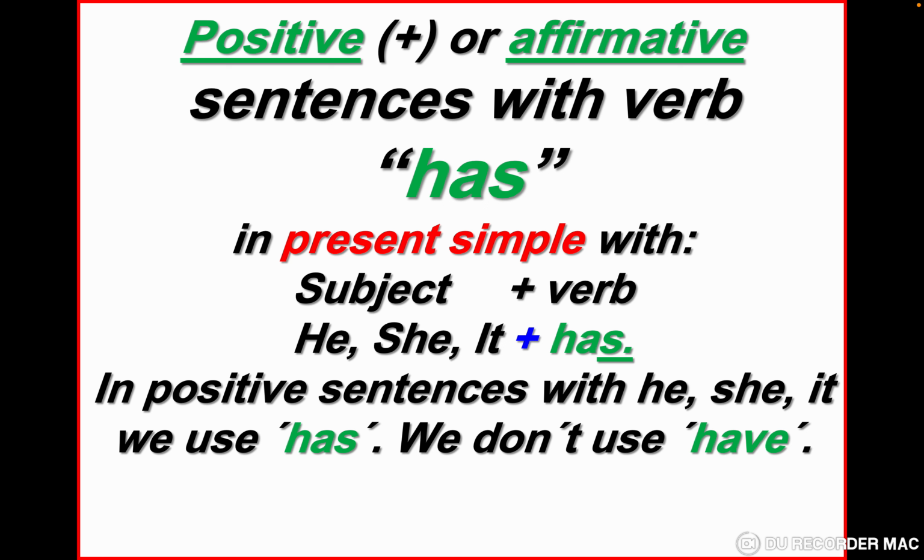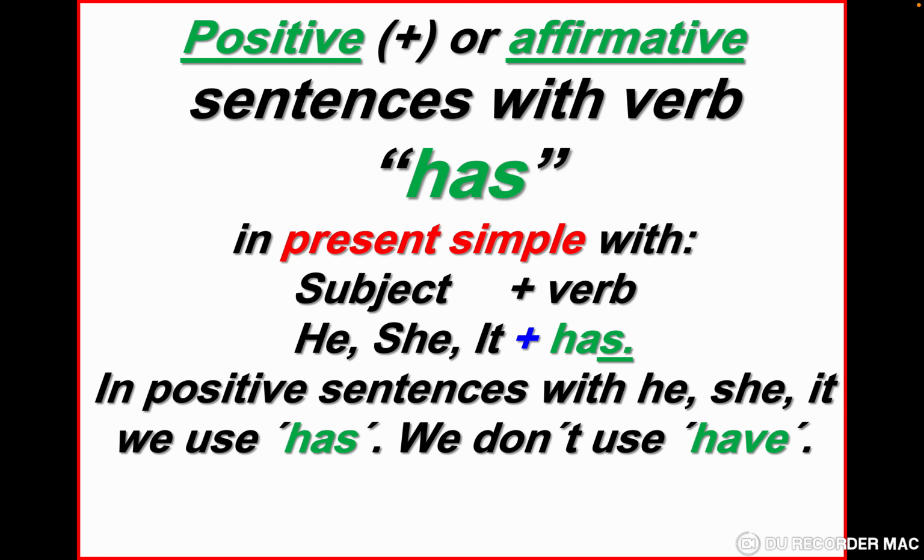In the positive or affirmative sentences with verb has in present simple, when we have he, she, or it, we don't write have, we write has. Remember this and practice it a lot because it's not easy. In positive sentences, not negative and not question, with he, she, it, we use has. We don't use have.